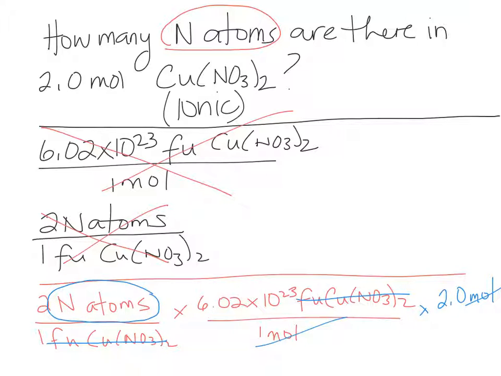So in my calculator I've got 2 times 6.02 times 10 to the 23 times 2 divided by 1 divided by 1. It should be 2.4 times 10 to the 24. Okay, we're going to do another one.